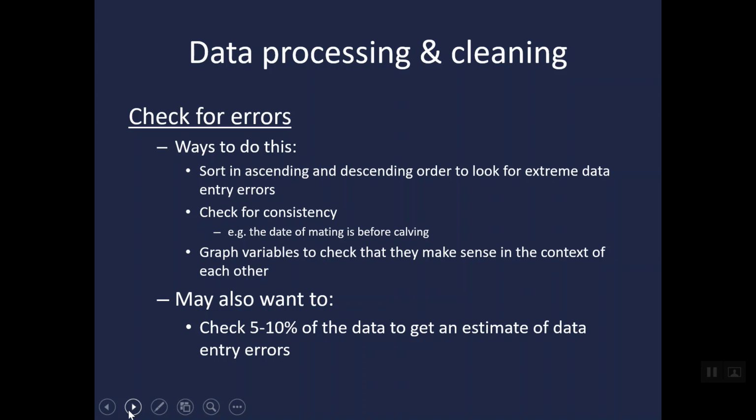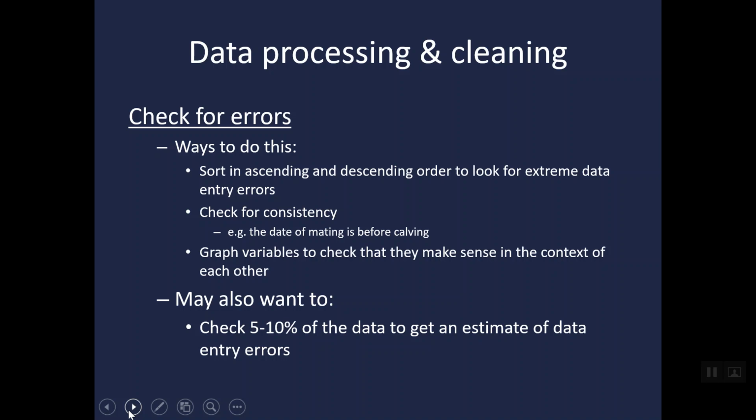You want to check for consistency, so if you have dates and one should come after the other, so mating should come before calving, then check that that actually is the case in your data set, and don't be surprised when it's not. The other thing that you may want to do is graph variables to check they make sense in the context of each other. So for example, you may get a very plausible milk yield from a farm, but when you actually plot the milk yield against the herd size, it may suddenly become implausible.